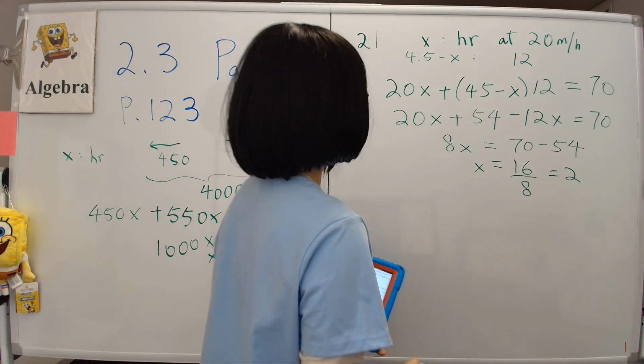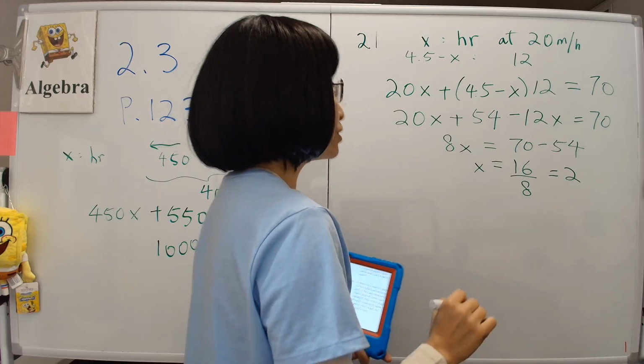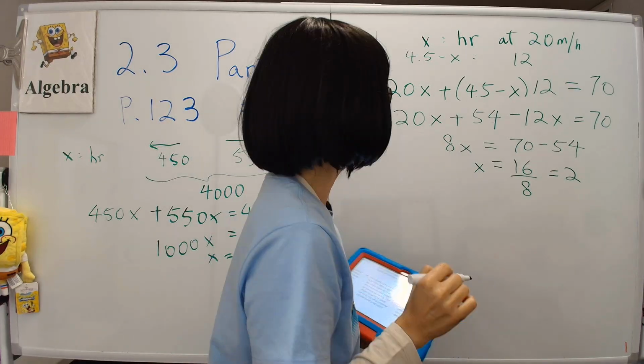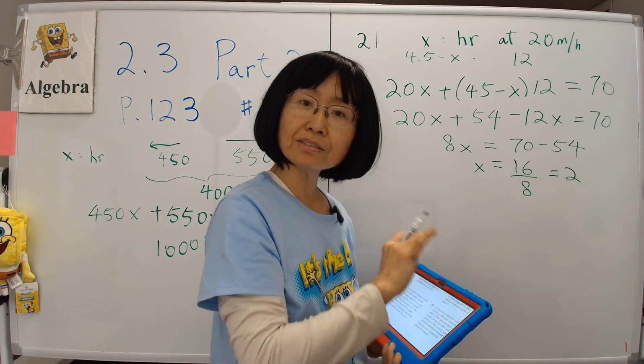So what was x again? X is the number of hours she traveled at 20 miles an hour. And we need to know how far she traveled at that speed.